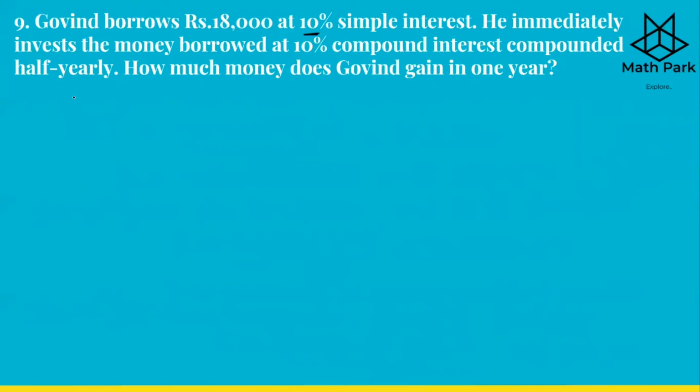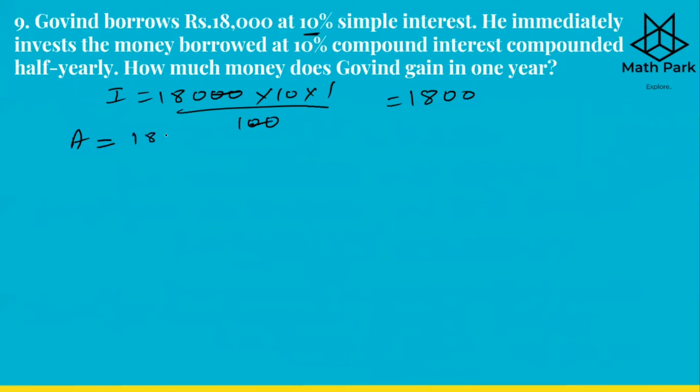So interest is equal to principal, which is 18,000 into 10 into 1 upon 100. So which we get it as 1,800 is the interest. So the amount that he has to return to someone from whom he has borrowed is 18,000 plus 1,800.